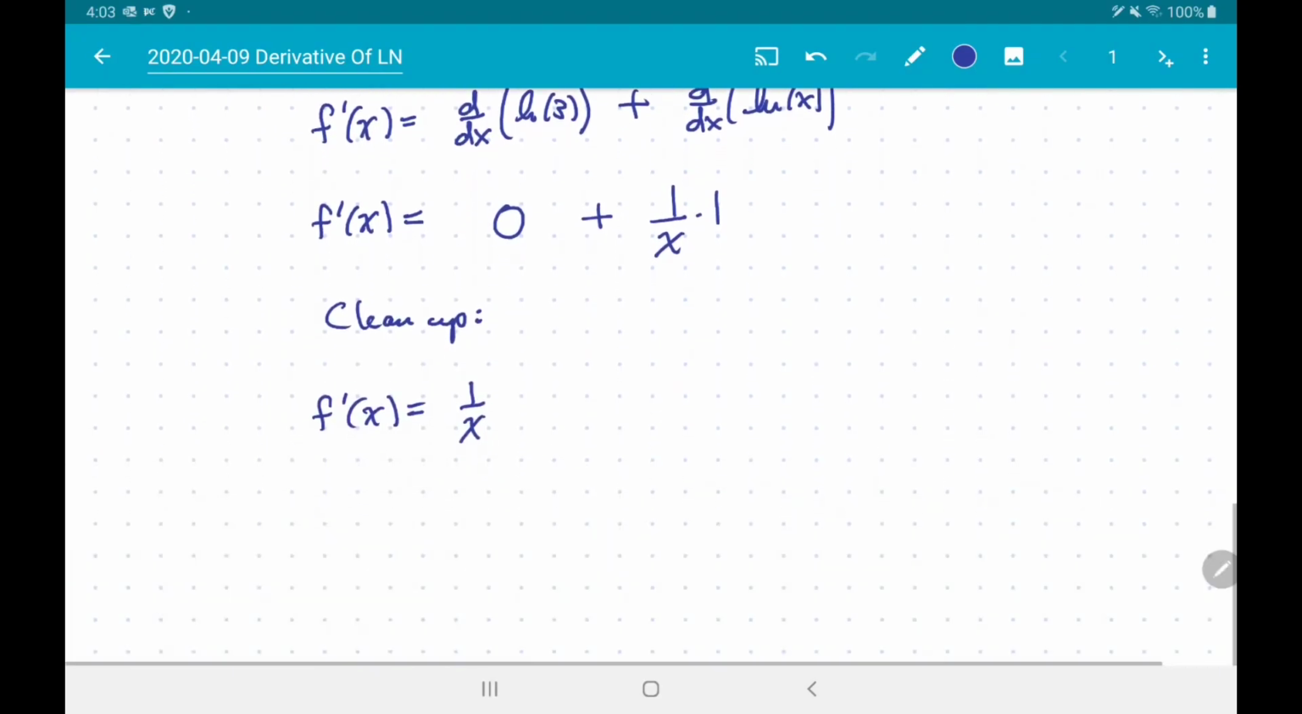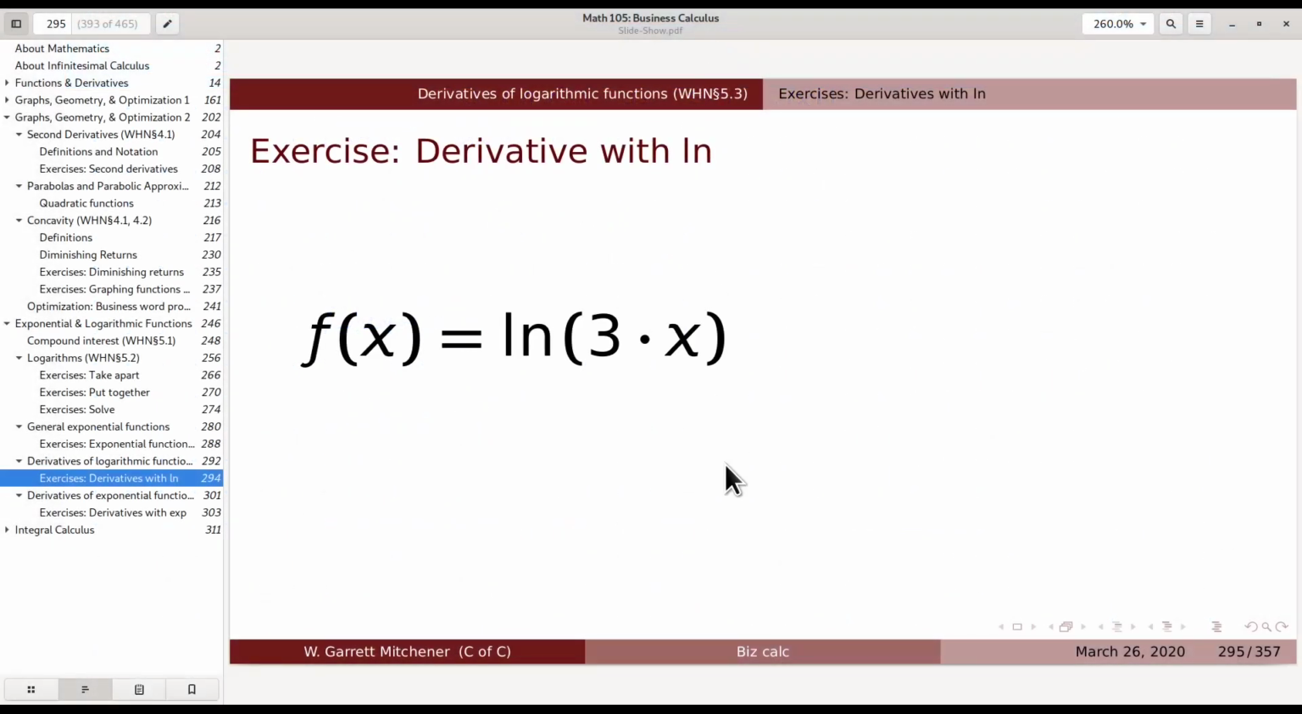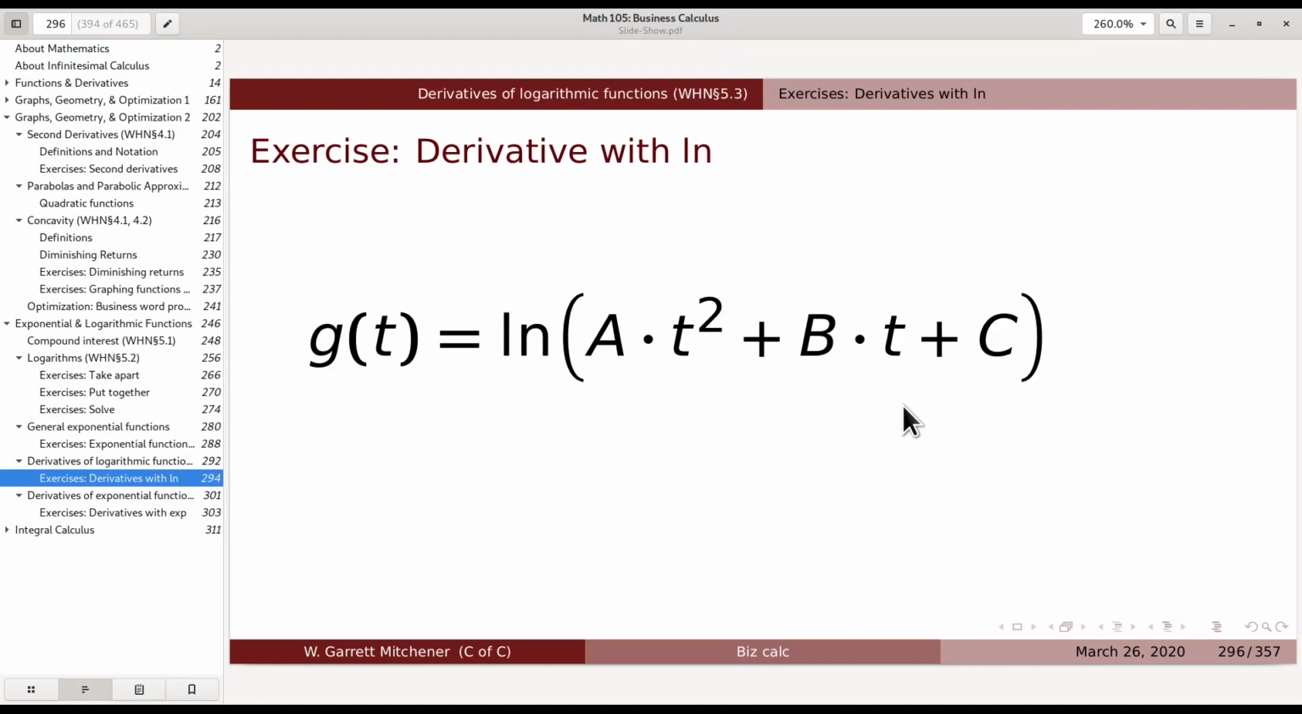So you can see the derivative rule for ln is consistent with its algebraic properties. All of the derivative rules for all functions are consistent with algebra. That's why they are the way that they are. Okay, so there you go. First example of a derivative involving ln. Let's do another one.